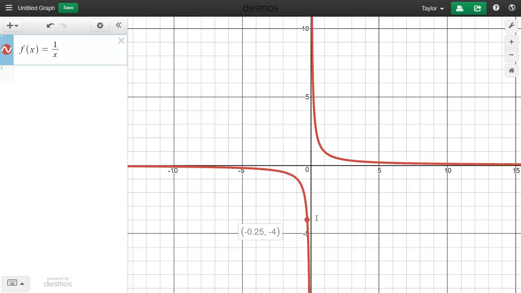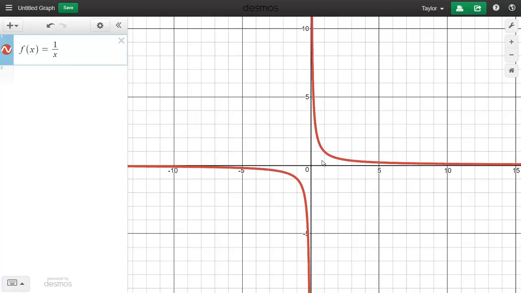They're getting very, very large in a negative way. So they're shooting off down towards negative infinity. So there is an asymptote right here. There's no way to redefine f of x equals something and bridge this gap.